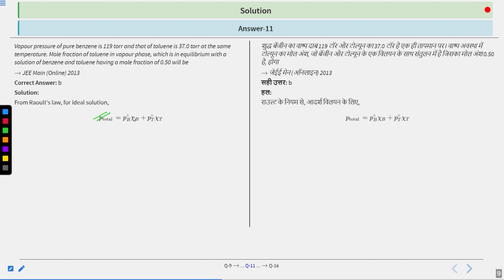Now for P_B, we can calculate it from Raoult's law, that is P naught B chi B, and Raoult's law can be used again to calculate the pressure of toluene, which is P naught T into chi T. Now putting all these values, and putting chi B equals 1 minus chi T. Why have we put this? Very simple, because all the fractions add up to 1. So this is 0.5 and this is also 0.5. Now upon doing this calculation, we get 78 torr as the total pressure.